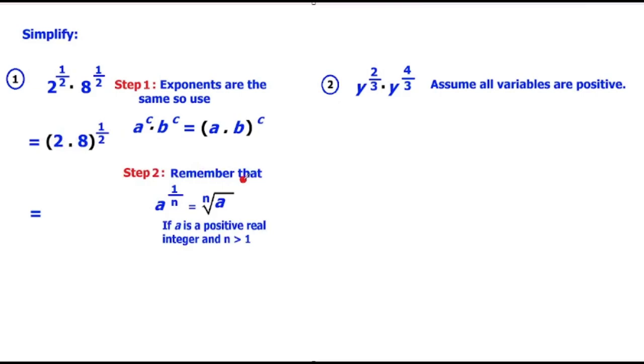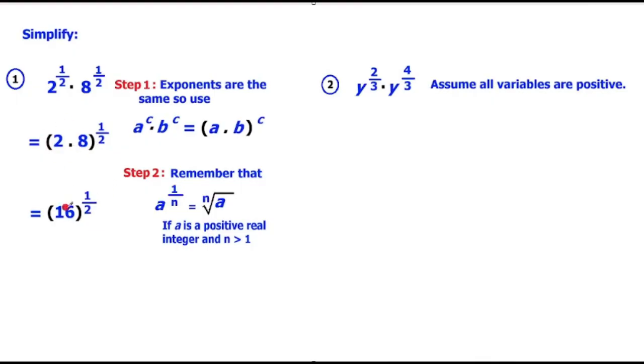So now, remember that a to the 1 over n equals the nth root of a, okay? If a is a positive real number and n is greater than 1. So we're going to assume that a is a positive real number and n is greater than 1 for these problems. So whenever we have a number that has a fractional exponent, it becomes a root of that exponent on the denominator, okay? So now we could just rewrite this.